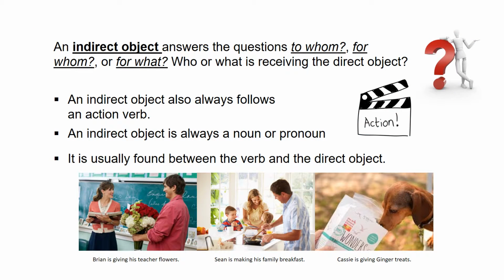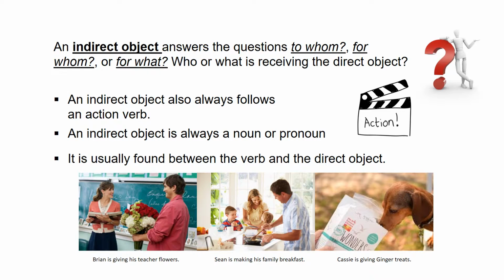An indirect object answers the questions to whom, or for what. That is to say, who or what is receiving the direct object in the sentence. There are some rules to follow. An indirect object always follows an action verb. An indirect object is always a noun or a pronoun. And it's usually found between the verb and the direct object in the sentence.